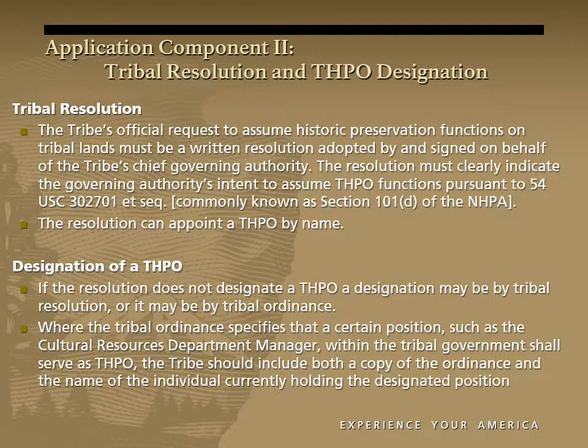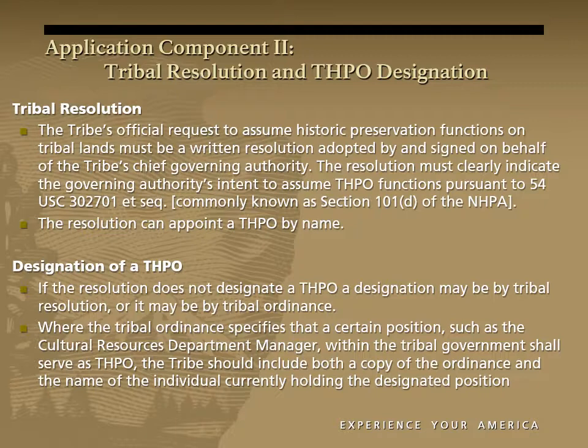In the case the tribe wishes to delay the permanent appointment of a THPO until after the proposal has been approved by the National Park Service, the tribe must designate an acting THPO to serve as the THPO and point of contact for the program until the permanent appointment has been made. This person should be listed as interim or acting THPO.